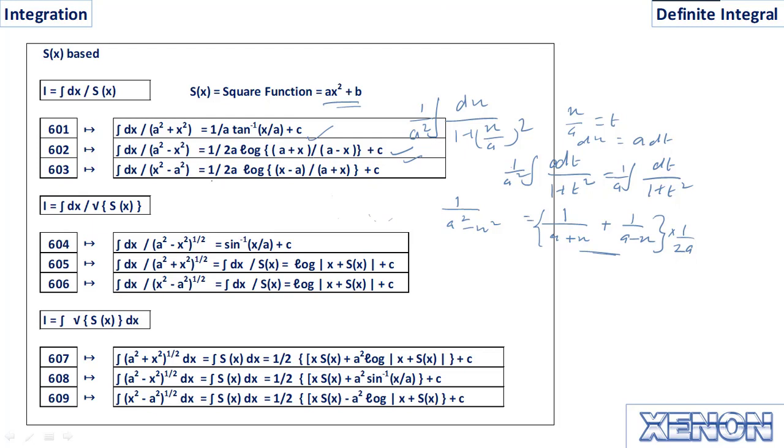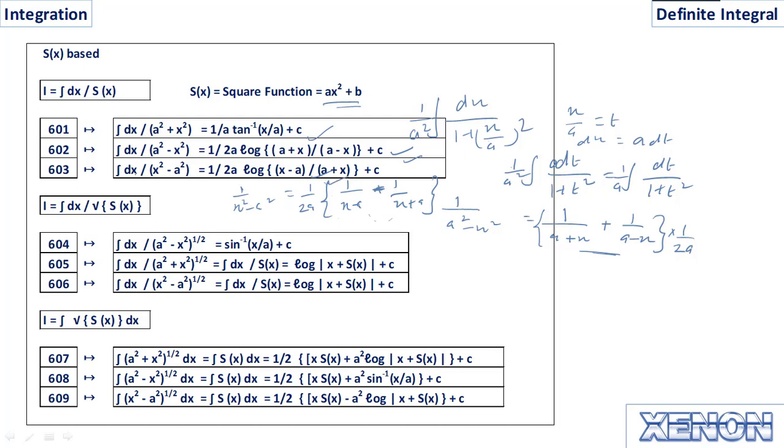Similarly, the integration of dx upon x square minus a square equals 1 upon 2a log |(x minus a) divided by (x plus a)| plus c. So actually in this case also we will write 1 upon x square minus a square equals 1 upon 2a into (1 upon x minus a minus 1 upon x plus a), and we will integrate these terms individually and we will be getting this.